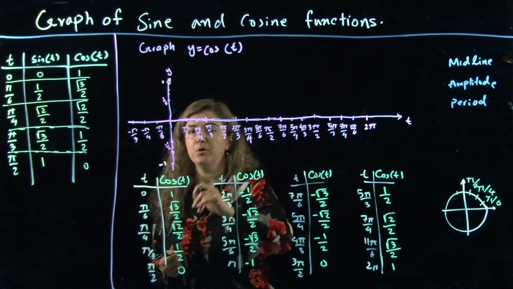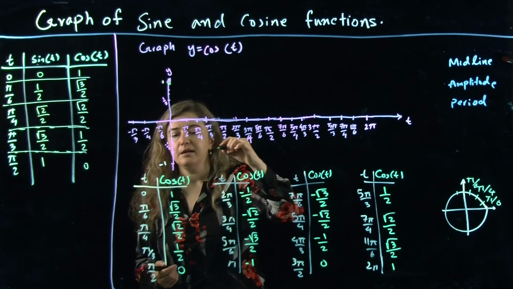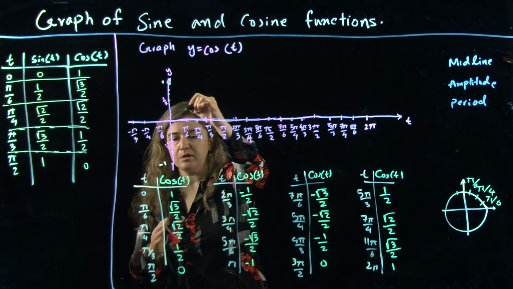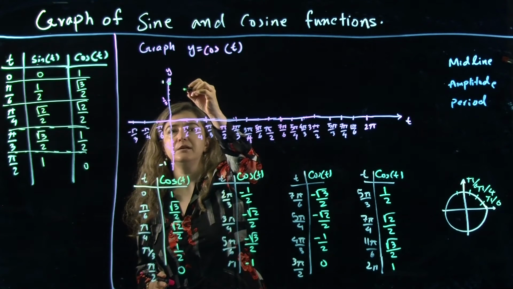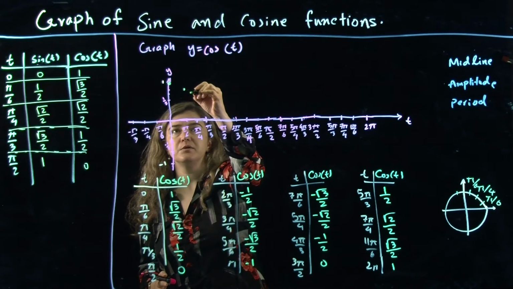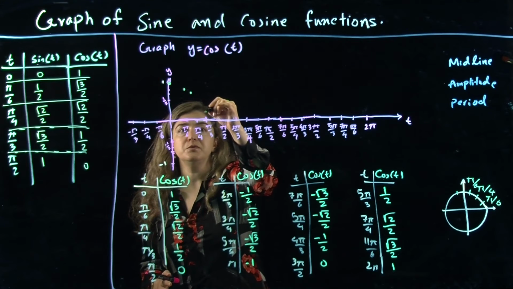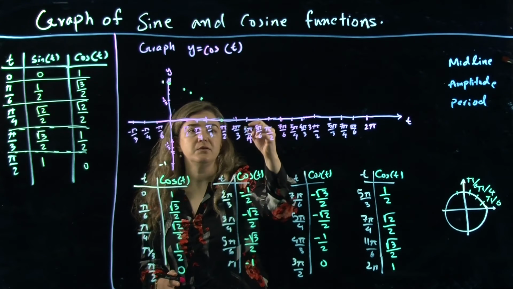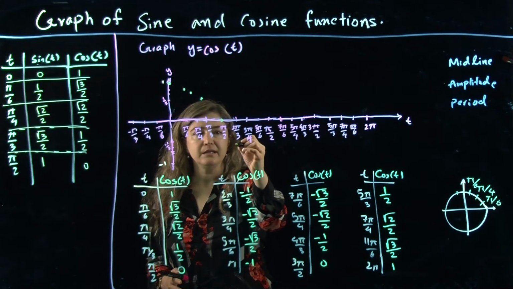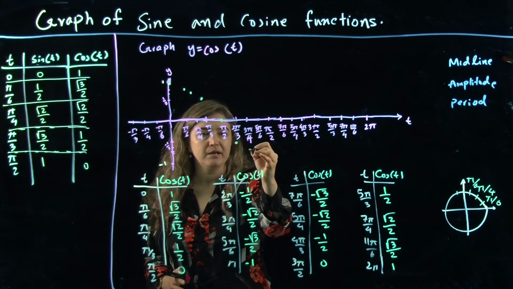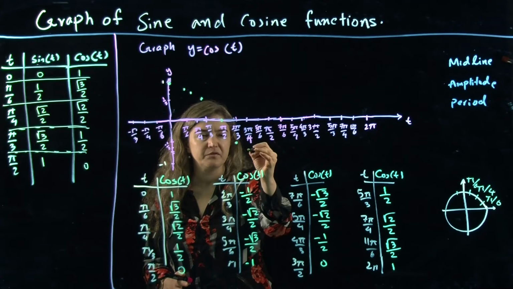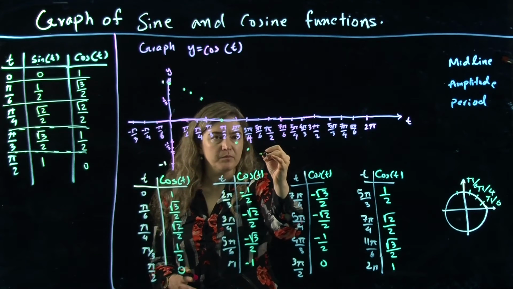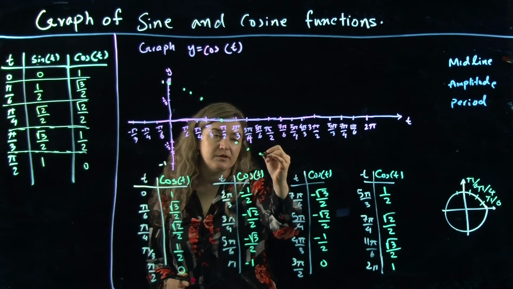At 0, I get 1. Right there. At pi sixth, I get square root of 3 over 2, which is about here. Then at pi fourth, I get square root of 2 over 2. At pi third, I get 1/2. At pi half, I get 0. At 2 pi third, I get negative 1/2. At 3 pi fourth, I get negative square root of 2 over 2. And at 5 pi sixth, I get negative square root of 3 over 2.